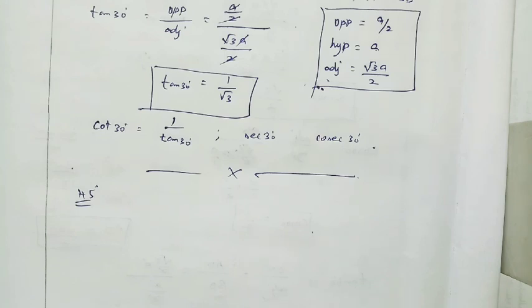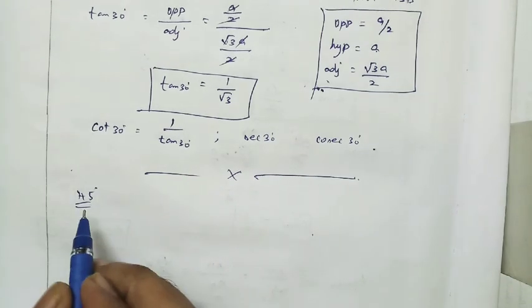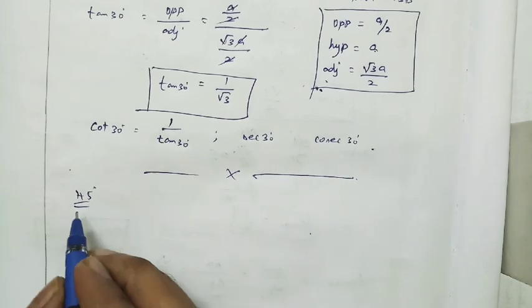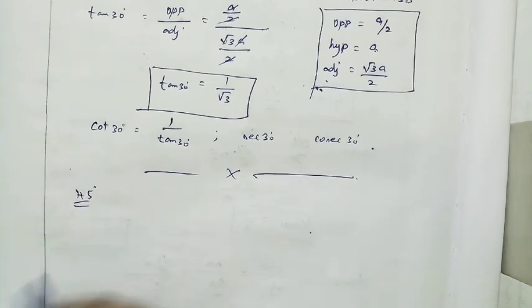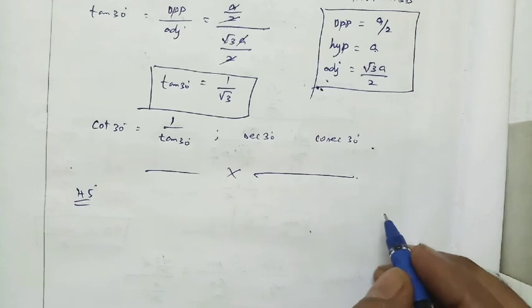Same as before, we'll take a triangle and imagine the angle, and we will find the values of sin 0, cos 0, tan 0. At the same time, sin 90, cos 90 and tan 90 we will find. Okay, now we will see the angle 45 degree. For 45 degree, we are going to find sin 45, cos 45, tan 45.